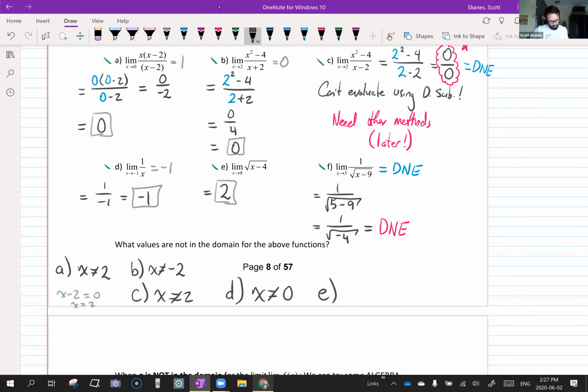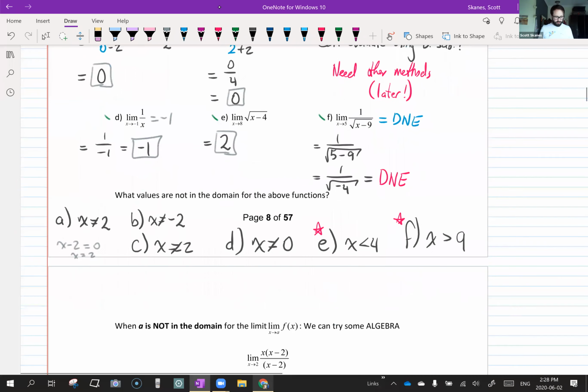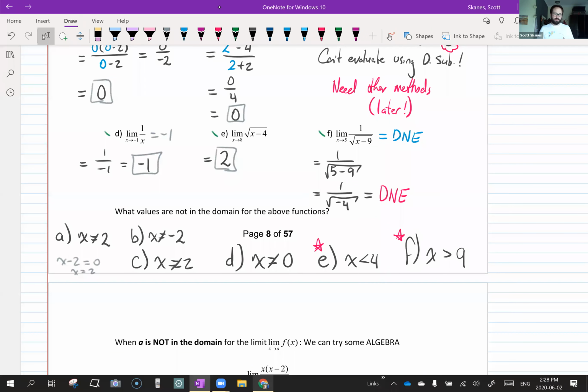For E, x can't be less than 4. That's a special case. Let me just make a note. That's a tricky one. I'm not going to deal a lot with that. And for F, this is also a challenge. I'm just going to jump through it because it's not that big a deal. X must be greater than, or sorry, greater than 9. Okay, so 9 is kind of our problem. Don't worry too much about E and F. The other ones are standards. So be more concerned with A, B, C, and D.